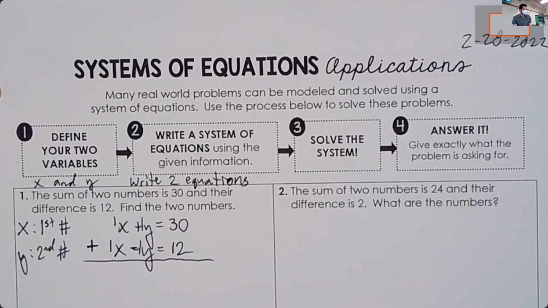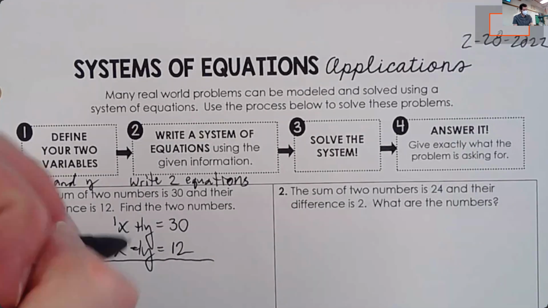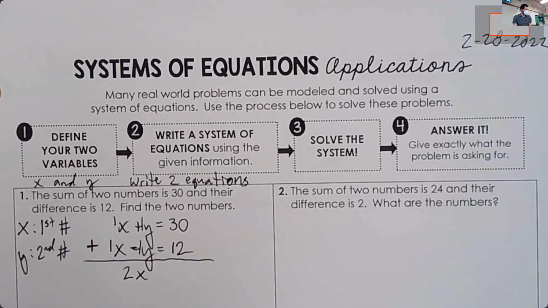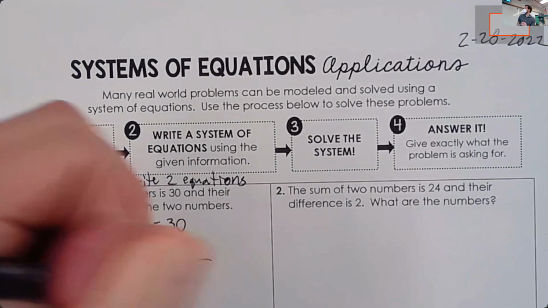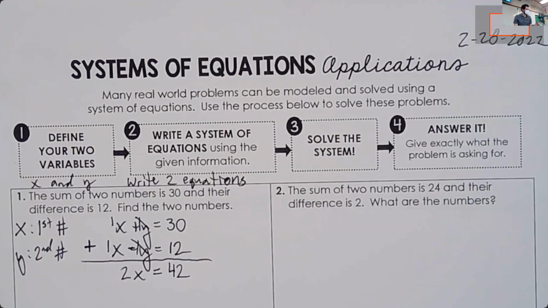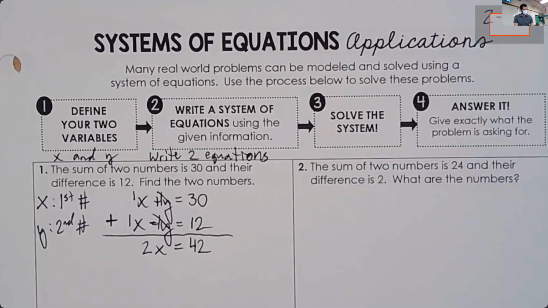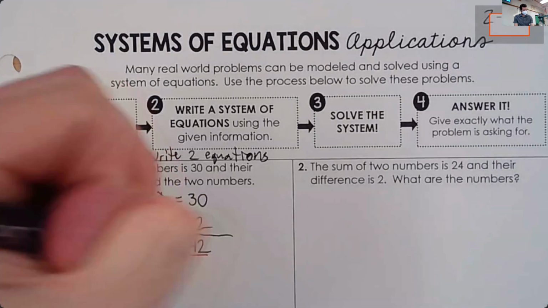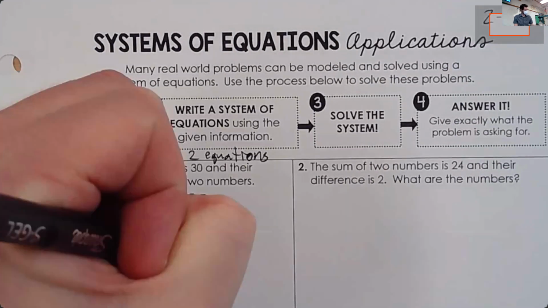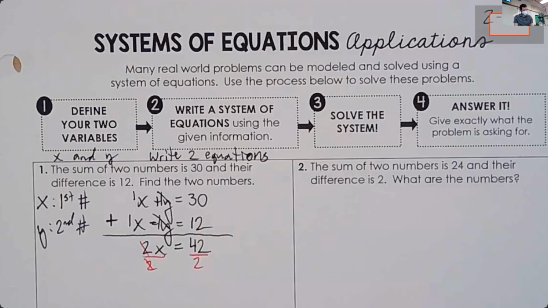So when we add these together, we're going to have 1x plus 1x, which is 2x. And then positive 1y plus negative 1y means that the y variables cancel out. And then 30 plus 12 is 42. So we just add everything together, and we end up with 2x equals 42. And then if we solve for x, we're going to divide both sides by 2, and x equals 21.